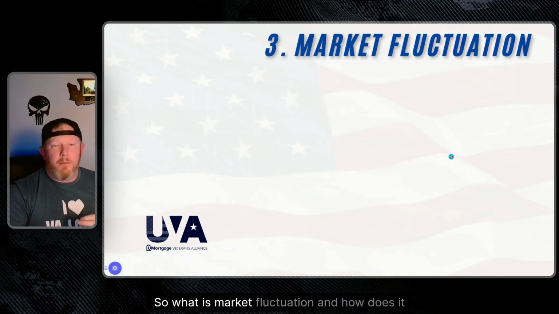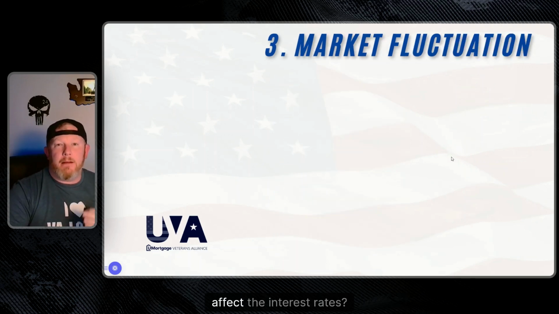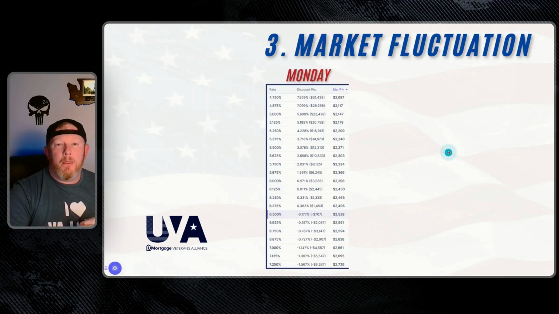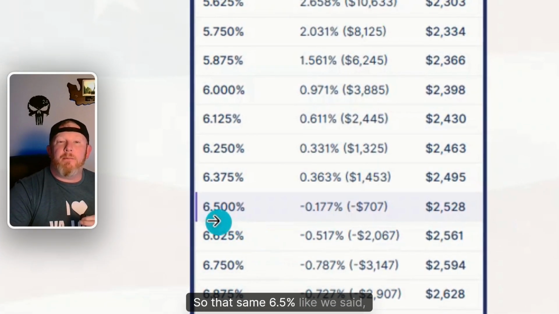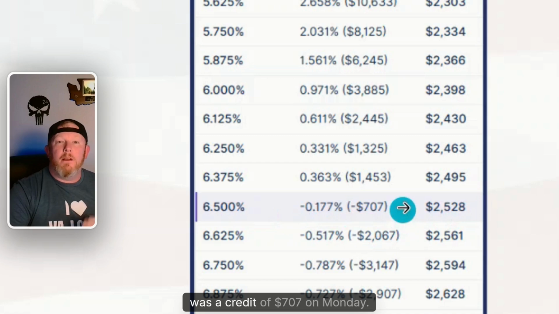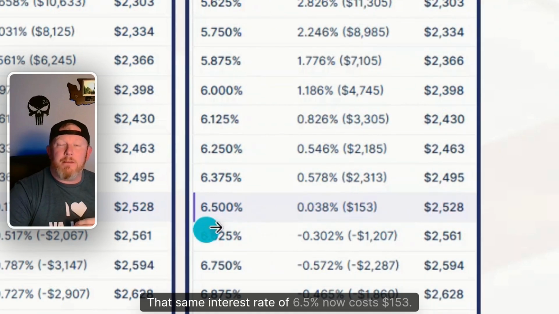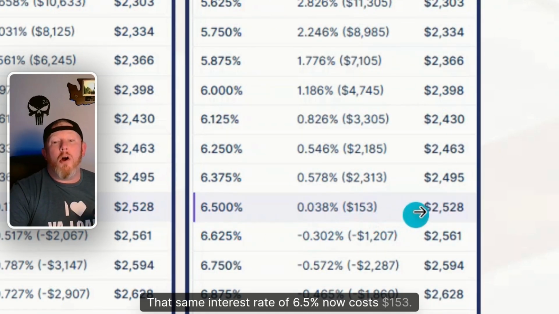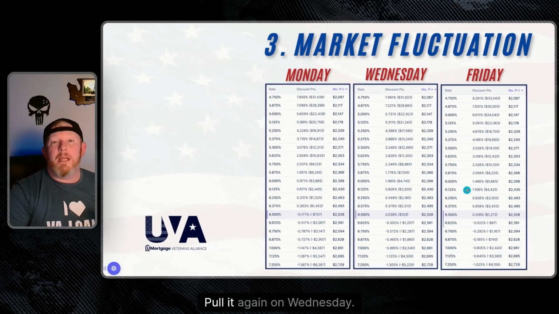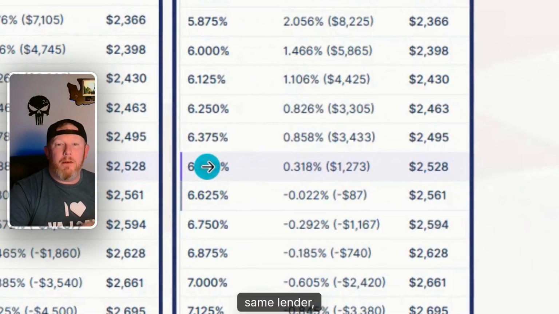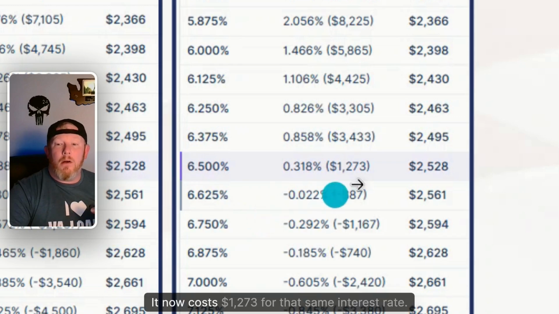So what is market fluctuation and how does it affect the interest rates? That same 6.5%, like we said, was a credit of $707 on Monday. Pull it again on Wednesday, that same interest rate of 6.5% now costs $153. Pull it again on Wednesday, again, same lender, same interest rate. It now costs $1,273 for that same interest rate.